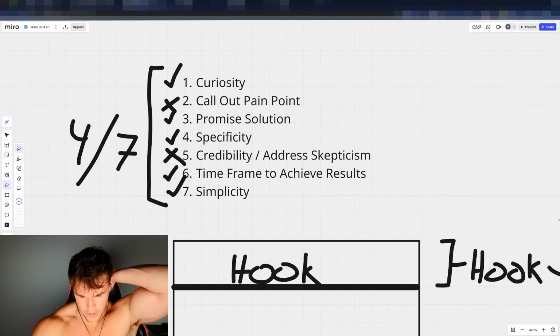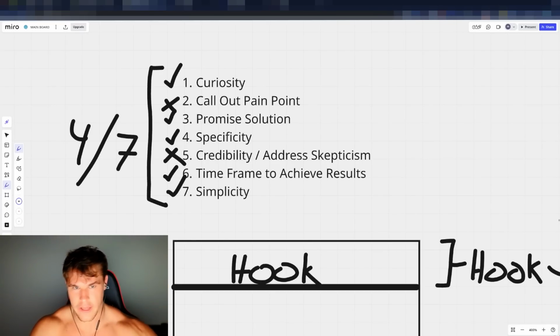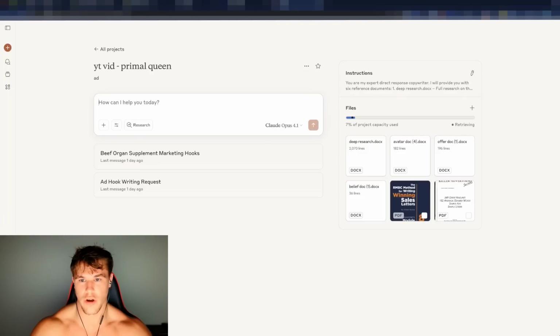So what I do when I'm writing hooks is, I'm a huge fan of AI. I actually like to build custom projects inside of Claude to help me write hooks.